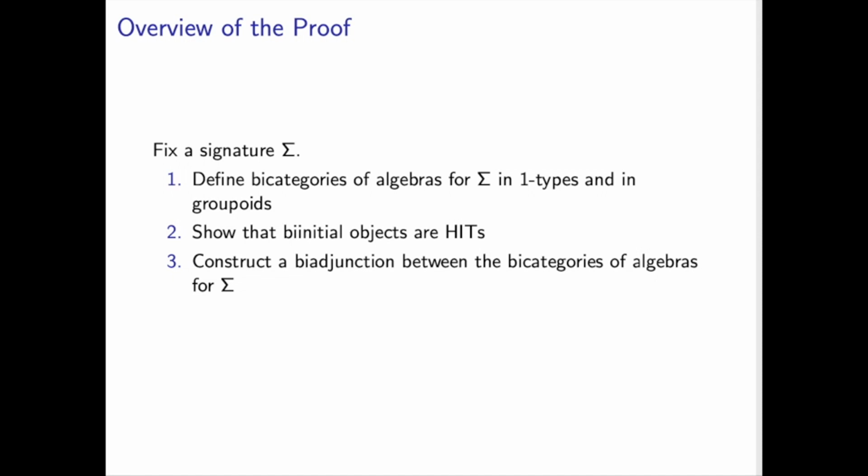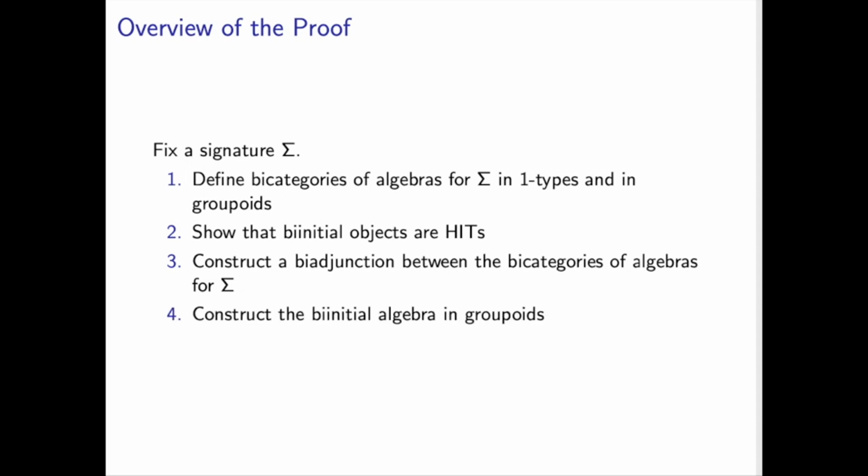Next, we construct a biadjunction between the bicategories of algebras in one types and algebras in groupoids. For this, we use the Groupoid quotient. So we already know that the Groupoid quotient gives rise to a biadjunction between one types and groupoids. And what we do here is lift this biadjunction to a biadjunction between algebras in groupoids and in one types.